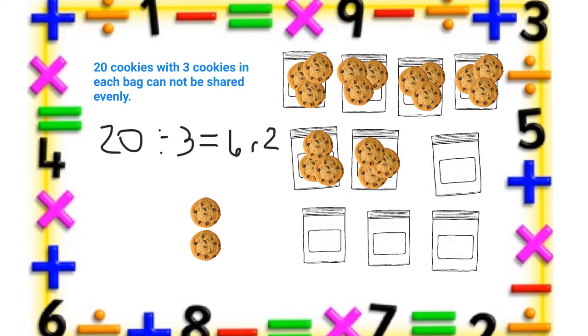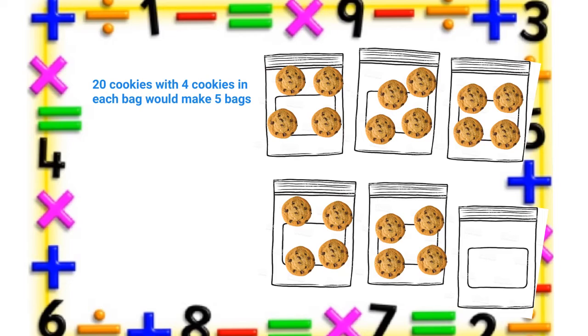This would probably not be the best way to bag my cookies for the bake sale, because I'd either have to have a bag with only 2 cookies, which wouldn't be fair, or I'd only sell 6 bags of cookies and would waste 2 cookies that I could have made money on. Next, I tried putting 4 cookies in each bag, and I noticed that it perfectly filled 5 bags. And so I know that 20 divided by 4 equals 5. So another way I could sell these cookies is in bags of 4.